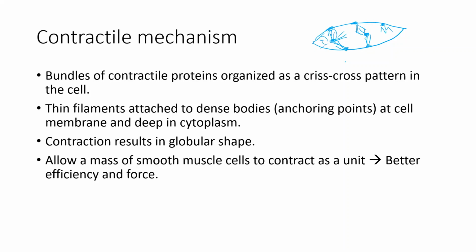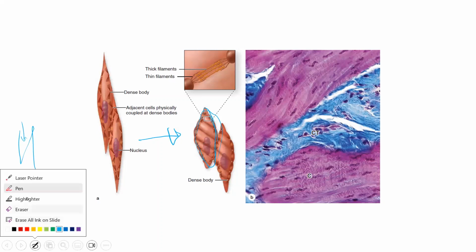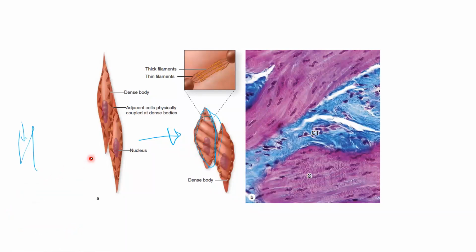Here you can see when these muscles contract, it becomes more globular shaped. The other muscles, the skeletal and the cardiac muscles, just get shorter, right? But here they change their shape. They become more rounded. These also have the actin and the myosin filaments, but the arrangement is very different.